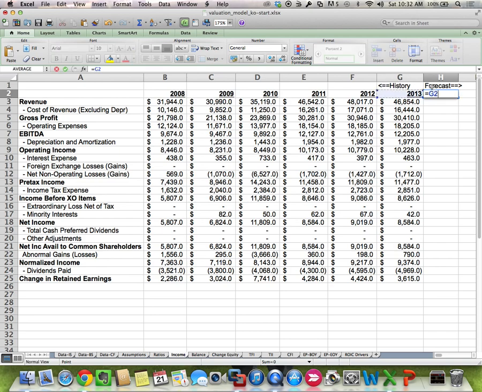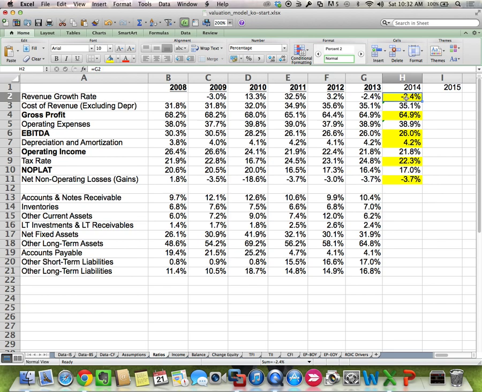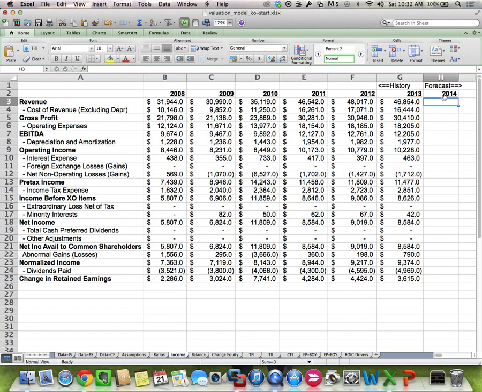So, equals previous year plus 1. Okay, so I have my historical income statements, which are coming from Bloomberg, and I have my forecasted statements. So here's the deal. First item I'm going to forecast is revenue. Well, how do I forecast revenue? Well, in my ratios, I have a revenue growth rate. So what I'm going to do is apply this revenue growth rate to get this forecast for revenue.